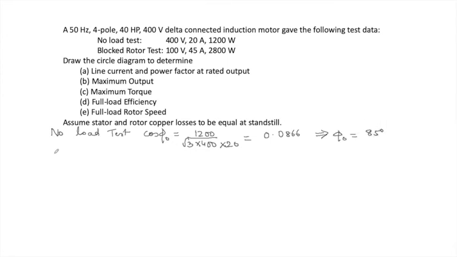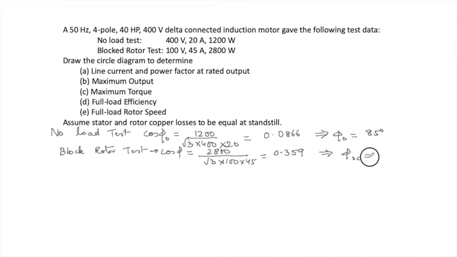Now the second test result, the blocked rotor test. Using the blocked rotor test, the power factor under short circuit condition will be given as 2800 divided by root 3 into 100 into 45. That gives the value of cos phi as 0.359. This means that phi SC under short circuit condition is 69 degrees.